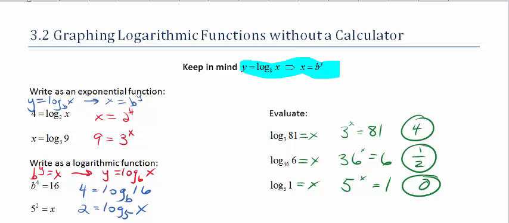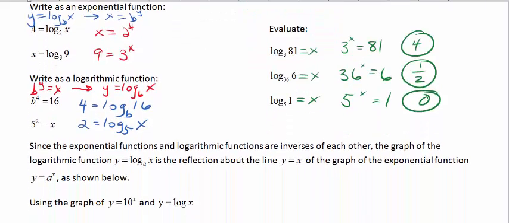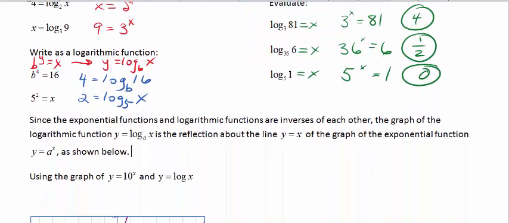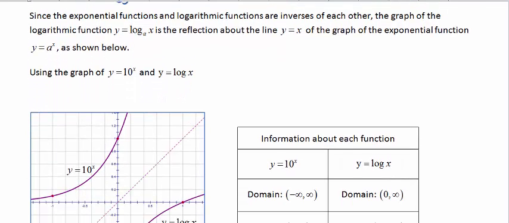Again, we will go more in detail on how this all works back and forth in the next lesson, but we needed a quick tutorial on logs. So, like I said, exponential functions and logarithmic functions are inverses of each other. The graph of the logarithmic function y equals log base a of x is a reflection about the line y equals x of the graph of the exponential function y equals a to the x.